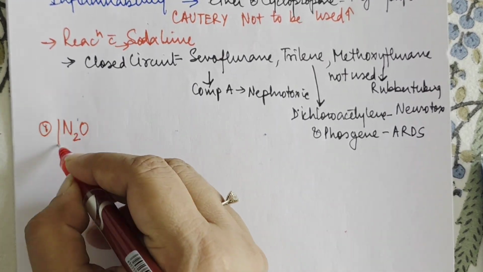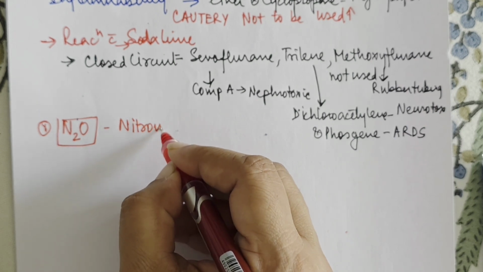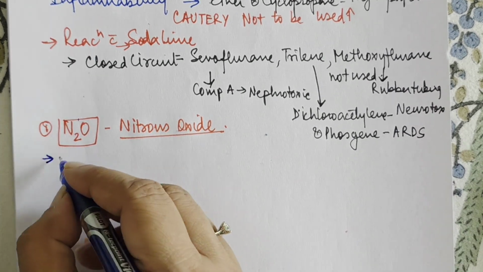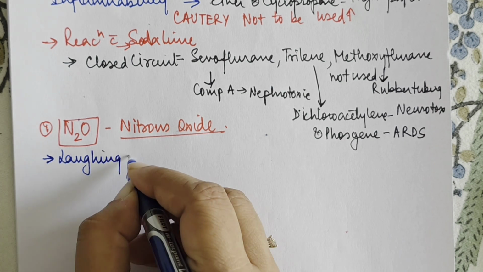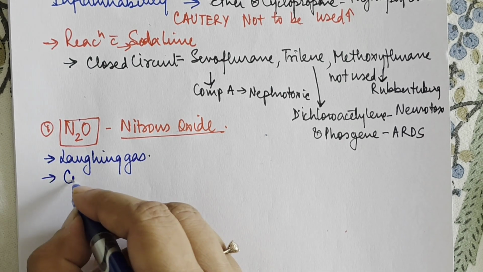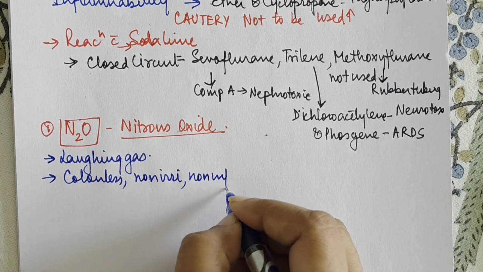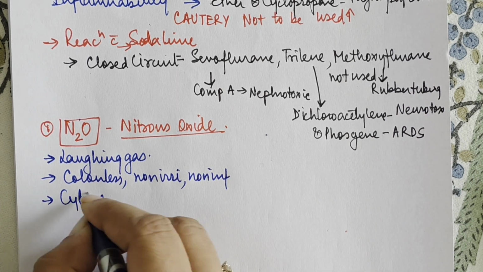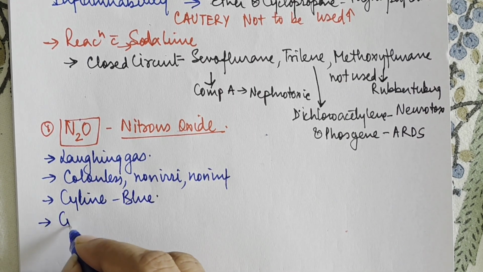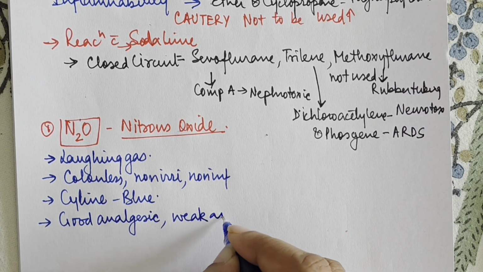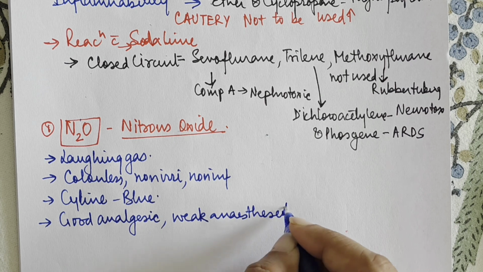First we take N2O, which is nitrous oxide. Now see, in anesthetics there are many small points. Nitrous oxide is called laughing gas. So you have to remember all of them. It is a colorless, non-irritating, non-inflammable gas. What is its cylinder color? Cylinder color is blue. Then it is a good analgesic, but a weak anesthetic, right?